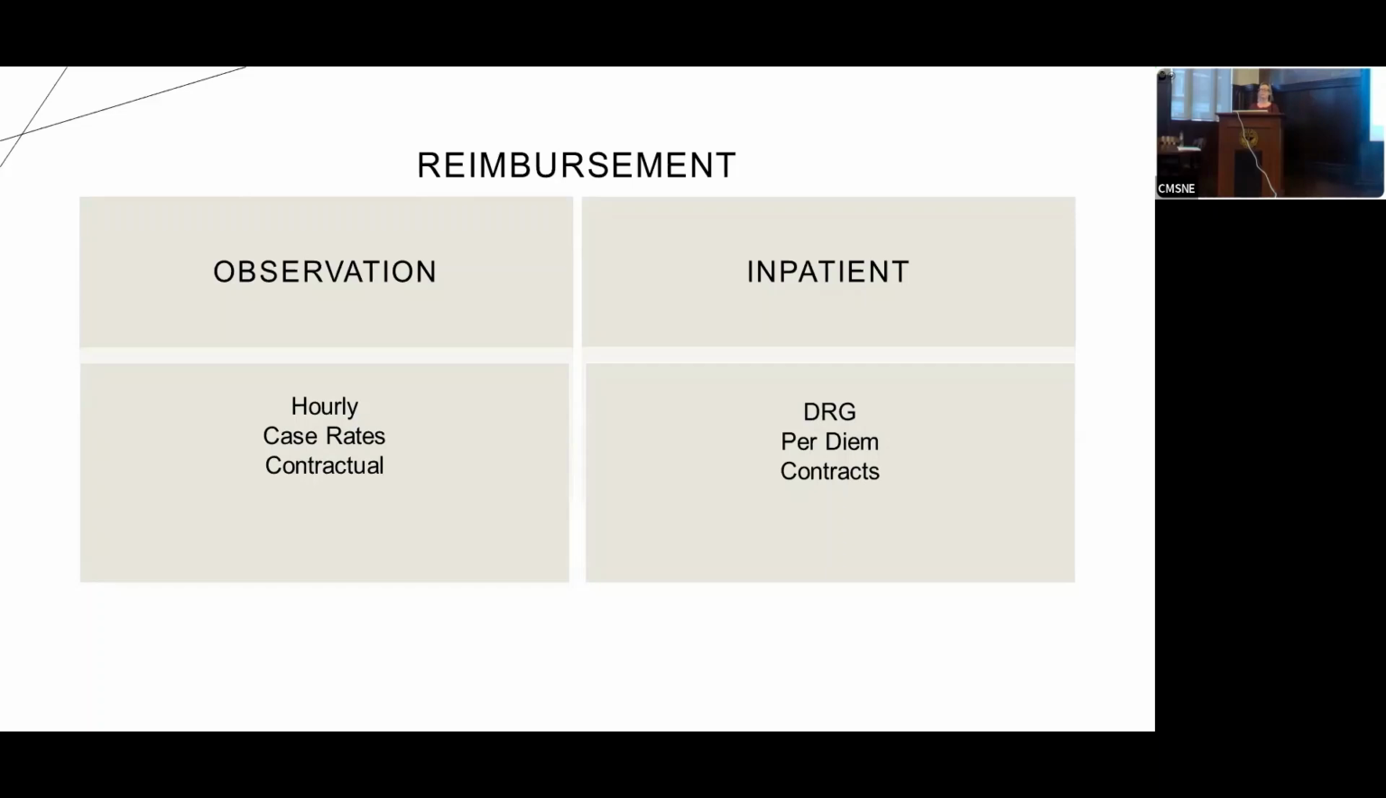Sometimes you get case rates. So for Medicare patients that have outpatient surgeries, we don't get paid observation time. We get paid a case rate, almost like a DRG, where you get a lump sum of money for that stay and you don't get observation time.